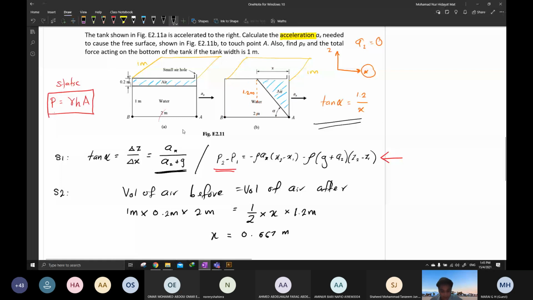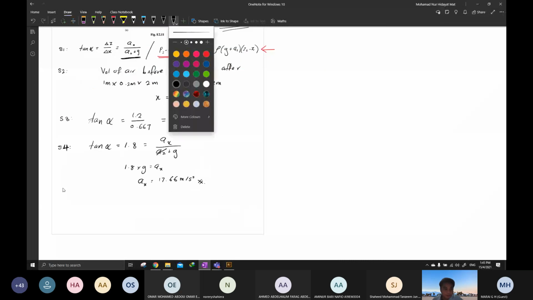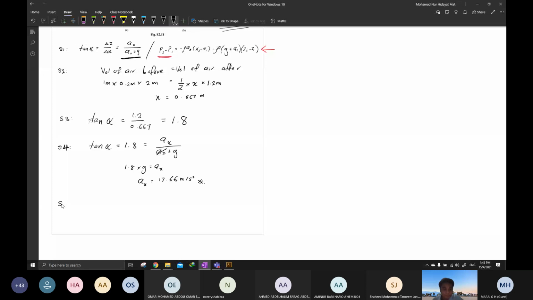Okay, step number 5. We use this equation. P2 minus P1 equal to negative rho Ax times (x2 minus x1). Do you think we need to consider these kinds of terms, everyone?